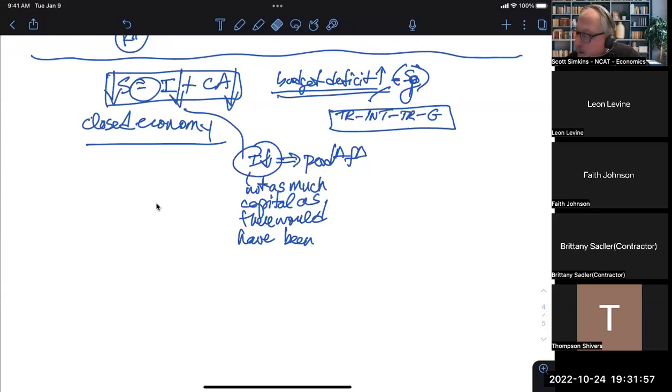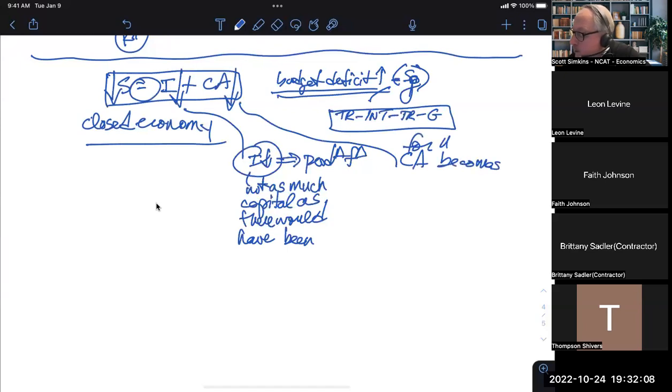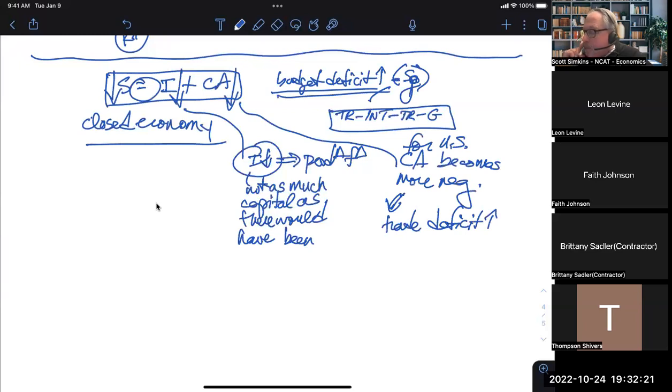Current account goes down. What does that mean? So if we already have a trade deficit, that means that's negative. So CA for the US, I mean in the real world, right? For the US, CA becomes more negative. In other words, our trade deficit increases. Now, this could mean lower growth in the future.